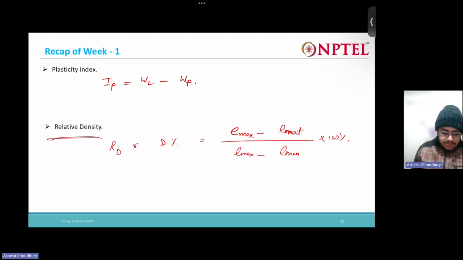What is the void ratio that is possible? That gives you this relation. This is generally valid only for cohesionless soil, that is coarse grained soil, not fine grained soil.